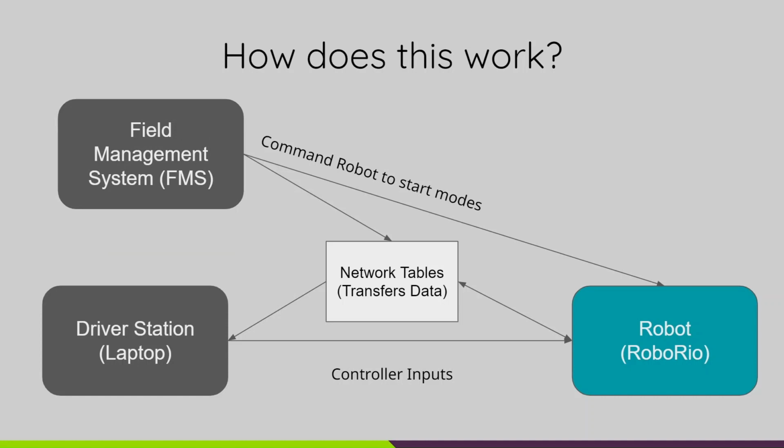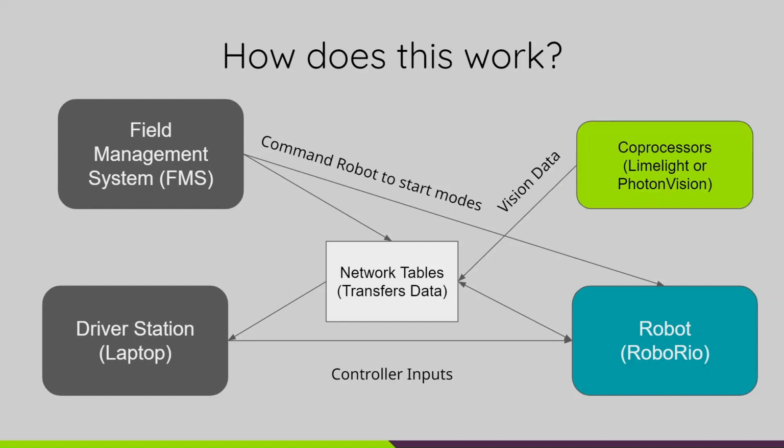When we're actually on the field, there's another system called the field management system that commands the robot when to start different modes, such as teleoperated, autonomous, or to be in the disabled mode. And this system also uses the network table so that everything else knows what's going on.